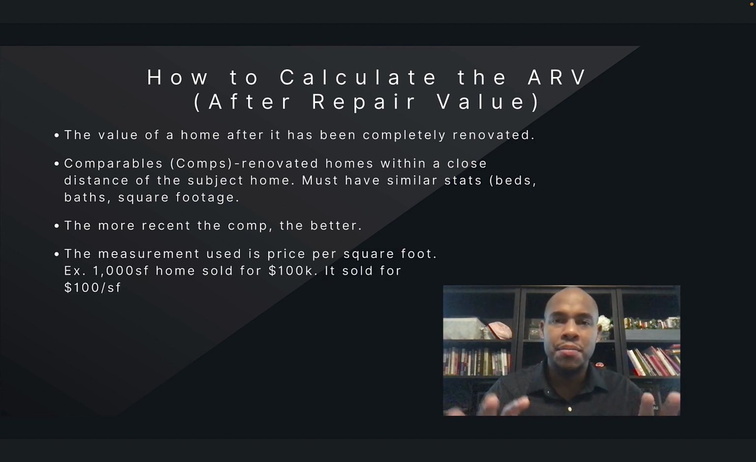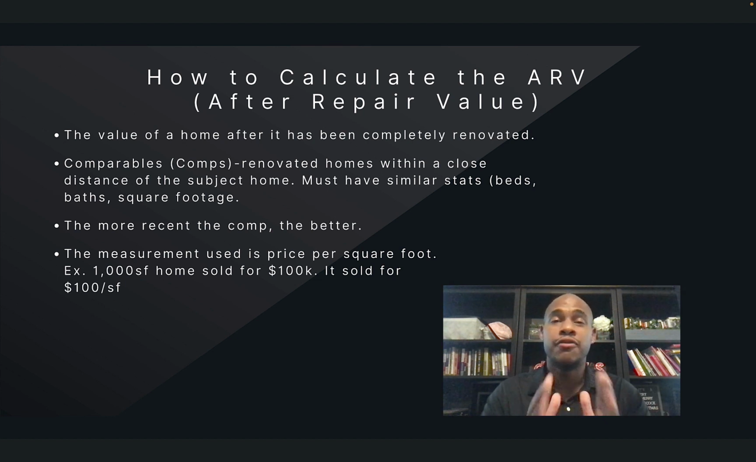And the measurement that we use for comps is price per square foot. You're going to hear me say that a ton. The price per square foot, price per square foot. That's the measurement we use, right? So, for example, if you have 1,000 square foot home that sold for $100,000, it sold for $100 a square foot. That's just one example. That's as simple as it gets. So we'll use that metric, that measurement for all ARVs and all comps, everything, price per square foot. And that's just a quick rundown of what it is.